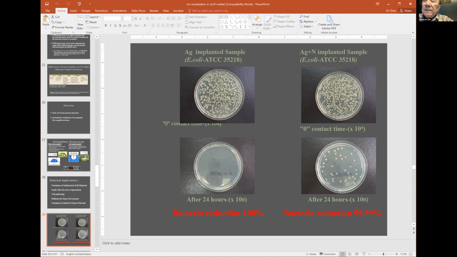So in this case, with the silver implantation sample, you put the E. coli in there, then the E. coli start to multiply.